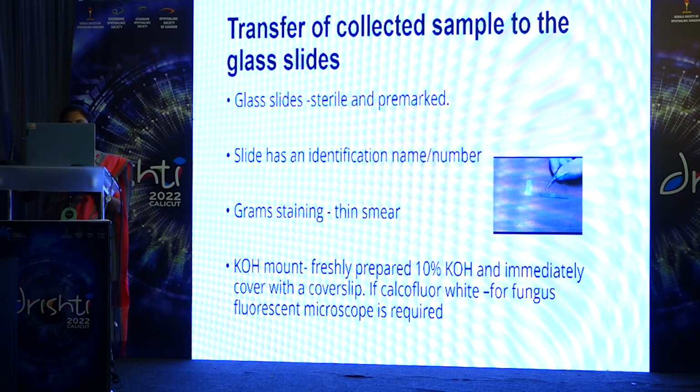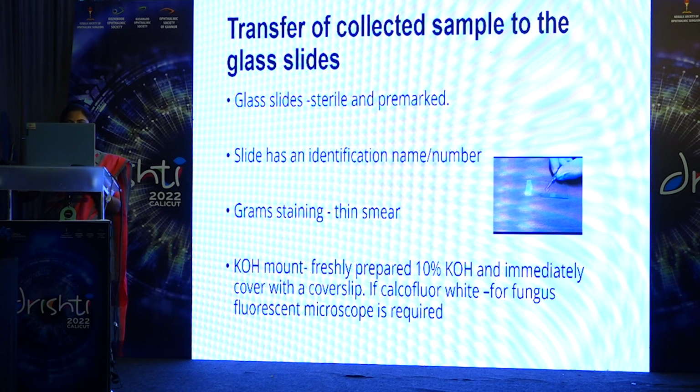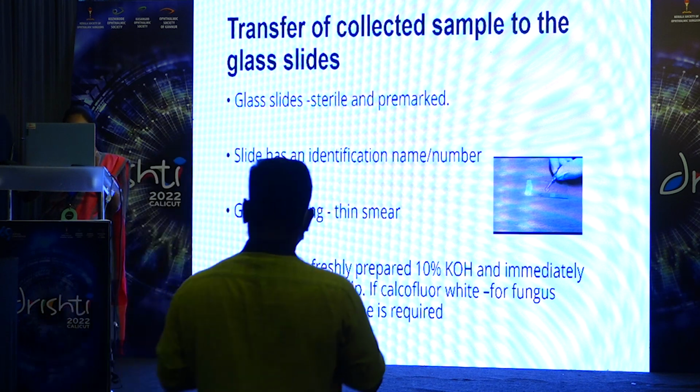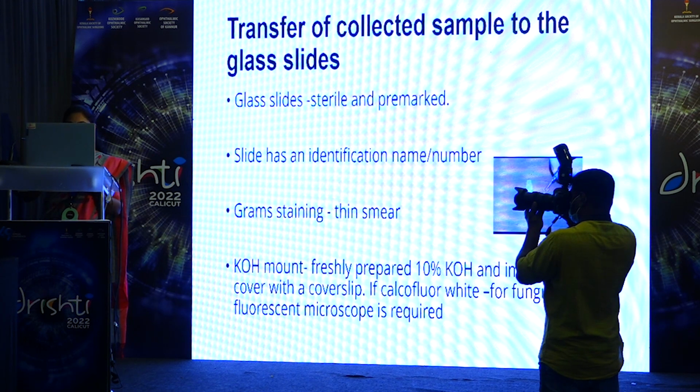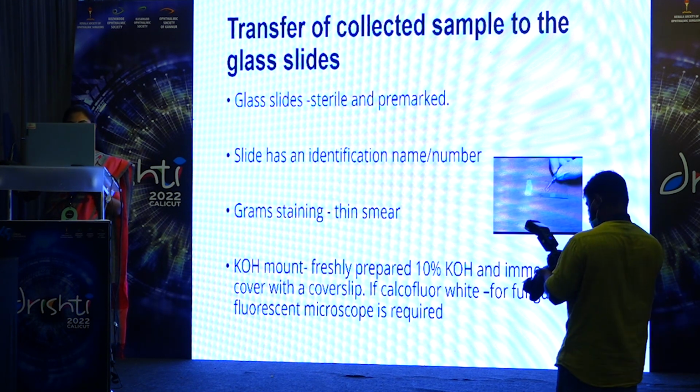Once the samples are collected, you have to transfer them to a pre-marked sterile glass slide. If it is pre-marked with a glass marker, it is easy for the microbiologist to identify the place where we have taken the smear. The slide should also have an identification name or the number of the patient, and as thin a smear as possible should be made when making a gram stain. With KOH, a freshly mounted 1 drop of 10% KOH is put on the slide, and then we take the scrapings and immediately cover it with a cover slip and send it for examination.